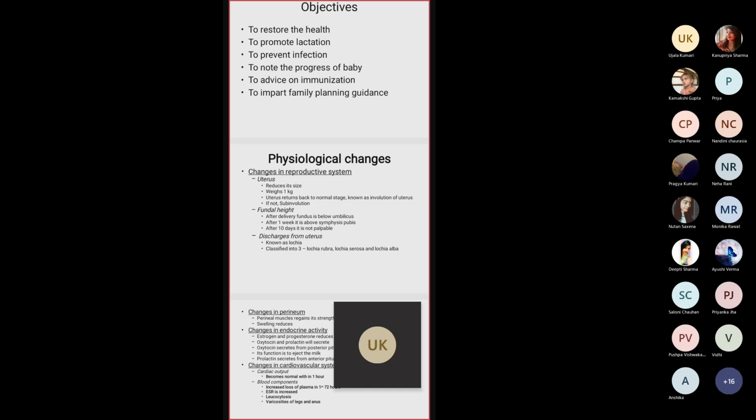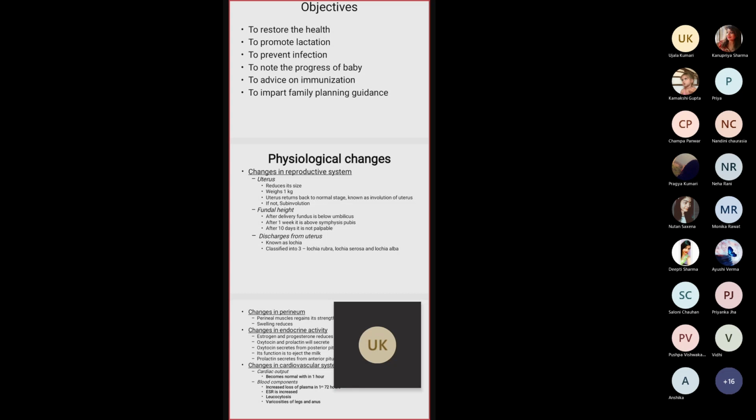Next, what are the discharges from the uterus? Discharges after delivery from the vagina, there may be some discharges. The discharge from the vagina after the delivery is known as lochia. The lochia is classified into 3: lochia rubra, lochia serosa and lochia alba. Lochia rubra is red in color, and you can see this between 3 to 5 days of delivery. Lochia serosa, which is light yellowish in color, you can see from the 5th day to the 10th day. And lochia alba, which is whitish pink in color, you can see after 10 days of delivery.